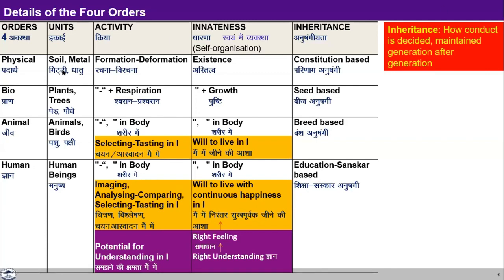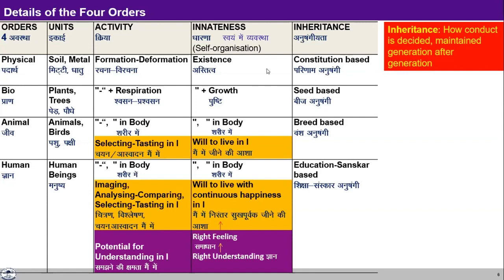So completely, if you see, every unit in the physical order exhibits the conduct based on the constitution. This is the inheritance. We can take any example, right? For example, when this laptop is being used, the light that comes from the monitor of the laptop, the particular atoms and molecules which are displaying this screen have a particular constitution. If you change the constitution, if you do not provide electricity, then they will have a different conduct. When you provide electricity, they have a different conduct.